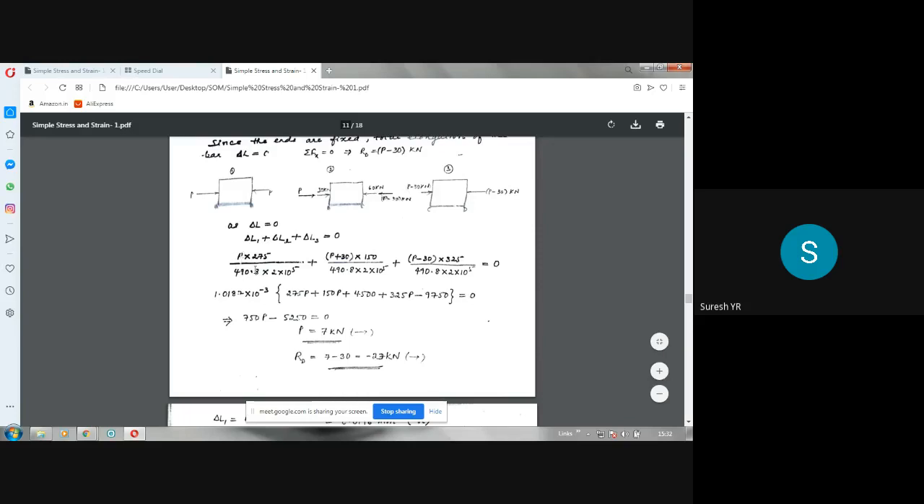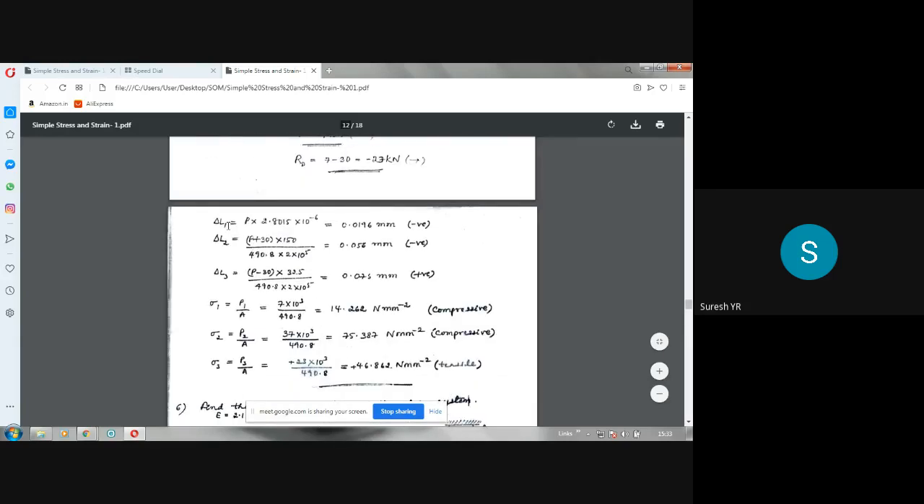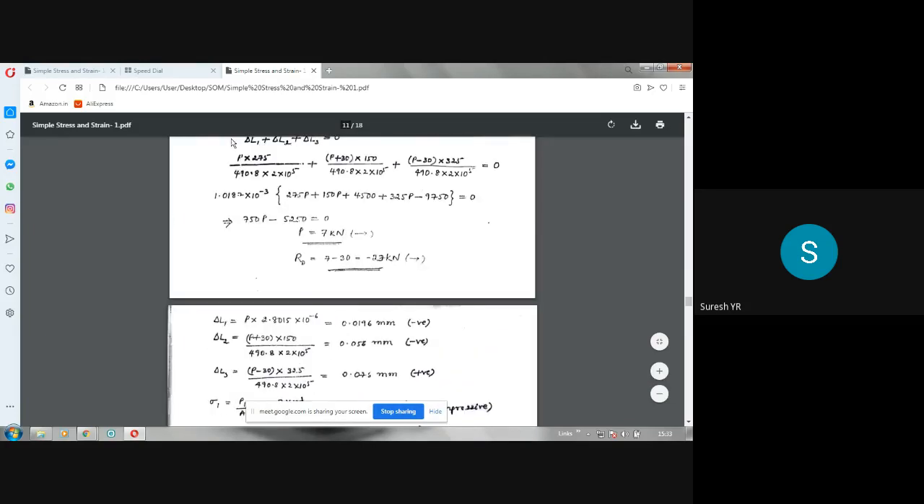Now we have got the value of P, which is 7 kilonewton. Put the value of P here in newtons, because the E value is in Newton per mm square, length is in millimeters, and area is in millimeter square, so P should be in newtons. Please make a note of that. The compressive force acting on this first portion is P, which is 7 kilonewton. If you simplify this numerical, you will get 2.8 into 10 power minus 6.